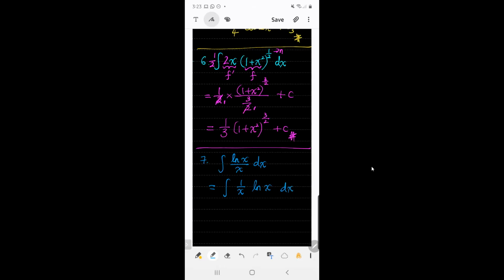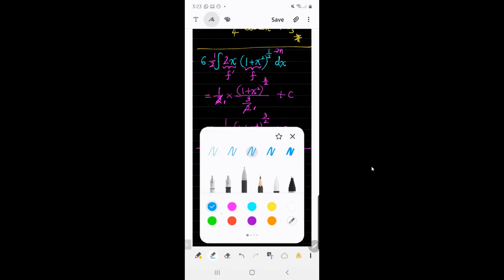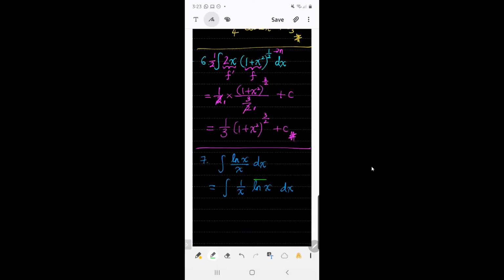I put it in this form. Why do I put it in this form? Because now I can say that this is my f, and therefore this is the f prime, because the f prime is 1 over x. So the ln x now has power 1. I don't write the power, but it means power 1.